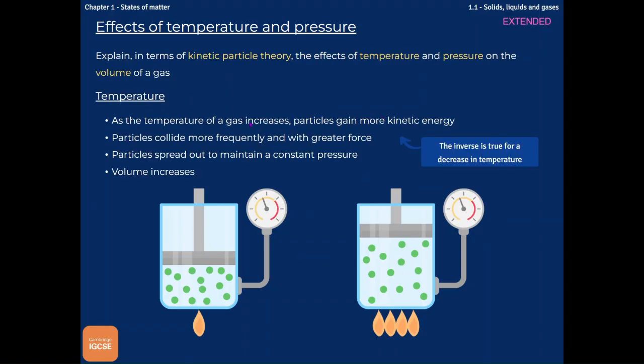This is because the temperature is a measure of that energy, right? The motion energy. And so as you give it more energy, more temperature, the particles collide more frequently and with greater force. But the pressure has to remain constant, right? So the particles spread out to maintain a constant pressure, right? If they have more area, they can maintain a constant pressure. That means the volume has to increase if we give it more energy.